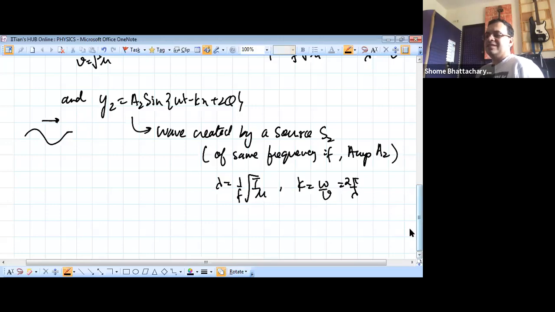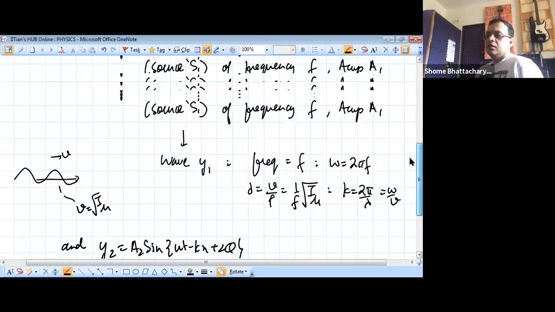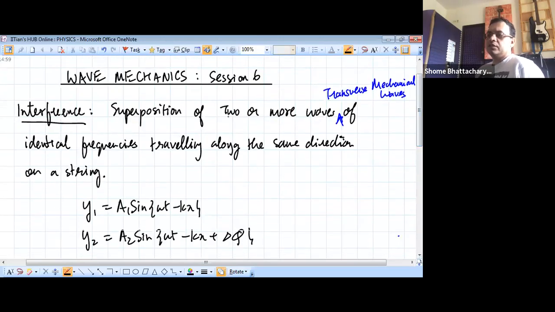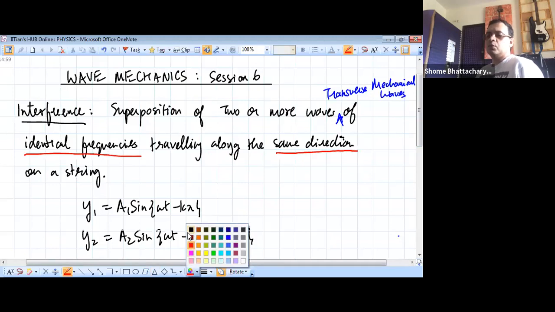So for interference, the necessary condition is that any number of waves can interfere. It need not be just two, so two or more. But the necessary condition is this, that they should have identical frequencies firstly, and they should be traveling along the same direction. These two things are part of the definition of the process of interference. Okay, they are the necessary and sufficient condition, you can say, for interference to happen.